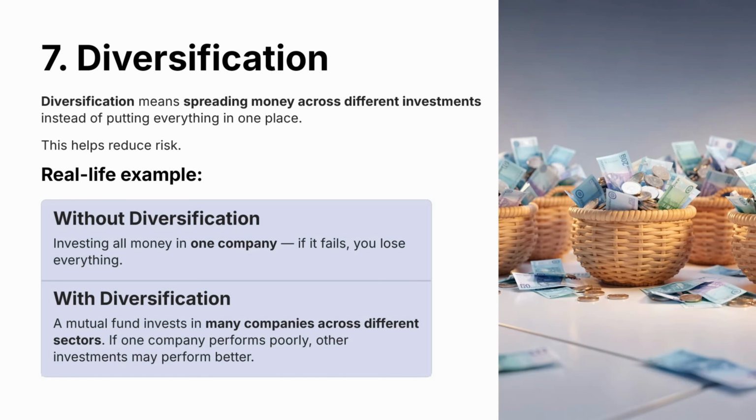Seventh one is diversification. Diversification means spreading money across different investments instead of putting everything in one place. This helps to reduce the risk. Now we will see the real life example. Without diversification, you invest all money in one company. If it fails, you lose everything. With diversification, a mutual fund invests in many companies across different sectors. If one company performs poorly, other investments may perform better.